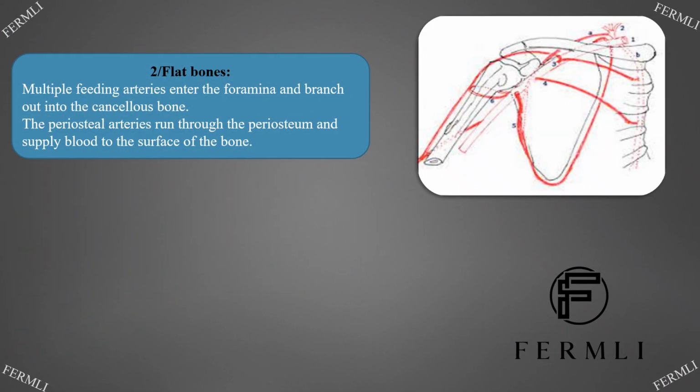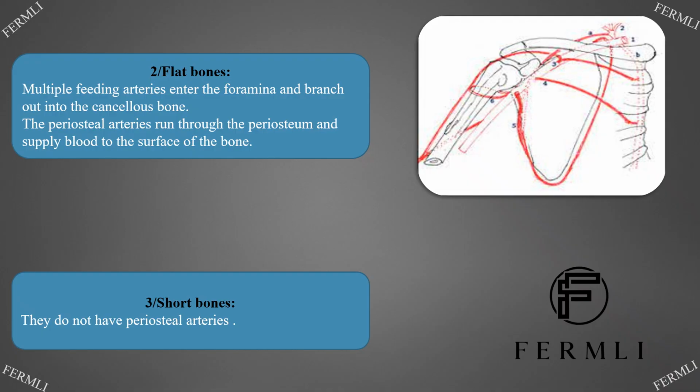2. Flat bones. Multiple feeding arteries enter the foramina and branch out into the cancellous bone. The periosteal arteries run through the periosteum and supply blood to the surface of the bone. 3. Short bones. They do not have periosteal arteries.